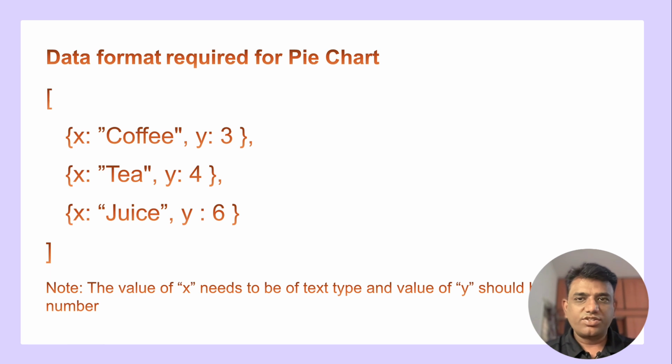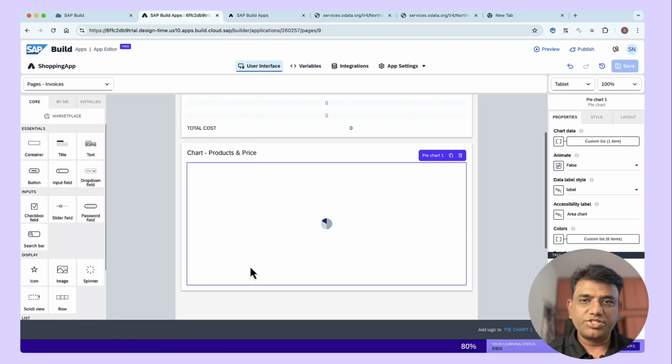Pie chart needs a list of objects with x and y as keys. The value of x should be a string and the value of y should be a number. Now let's display the above list of products and their distribution based on the price value in a pie chart. I have already installed a pie chart component from the marketplace and added to the canvas.